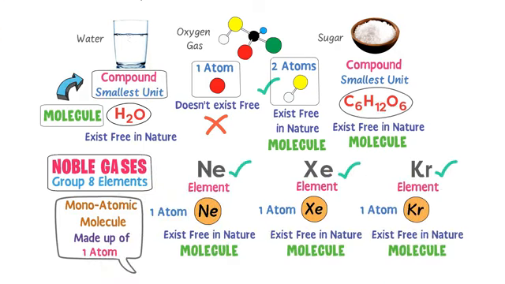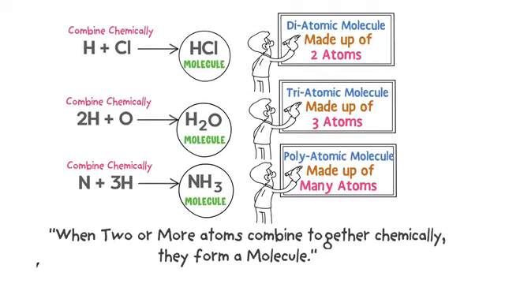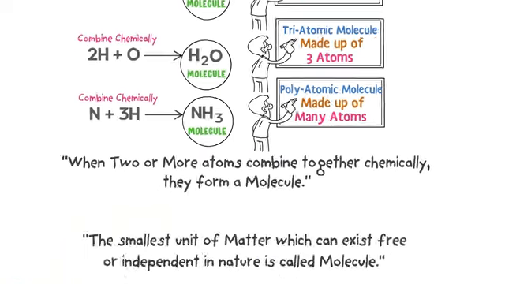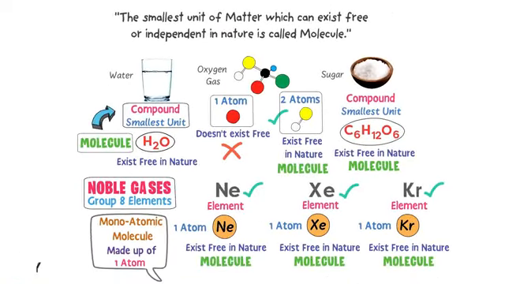To summarize my lecture, we learned that when two or more atoms combine together chemically, they form a molecule. Secondly, we learned that a molecule is the smallest unit of matter, either compound or element, which exists free or independent in nature. This was all about the two definitions of a molecule.